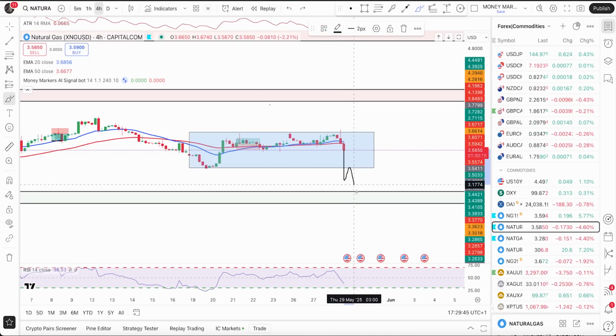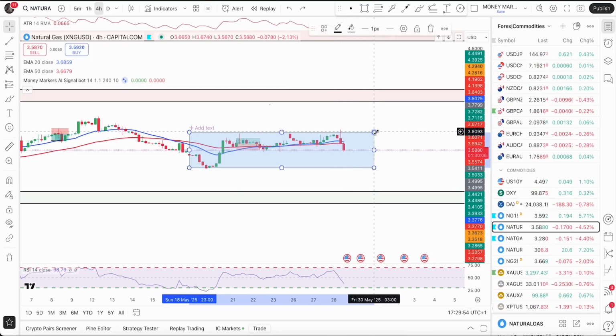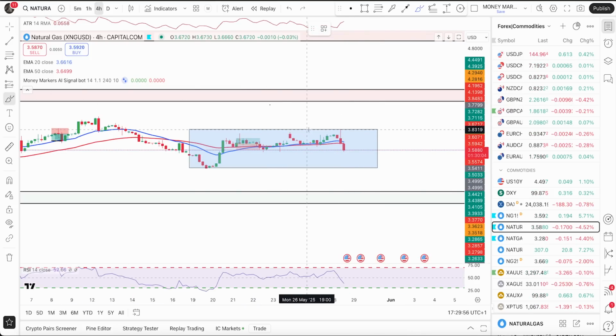Once this range is broken below, we are selling till here. And if above, we are buying till here. That is why it is very important to see a break above. Now, as we have this wick right here, just adjust your box to the wick, and it must break above this box for the bullish continuation.